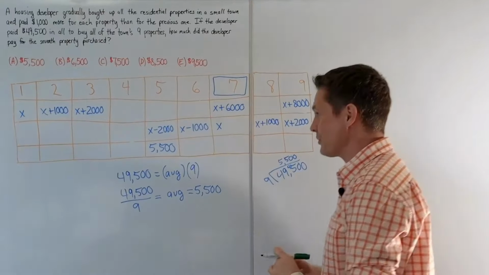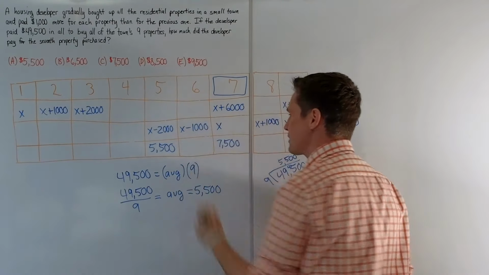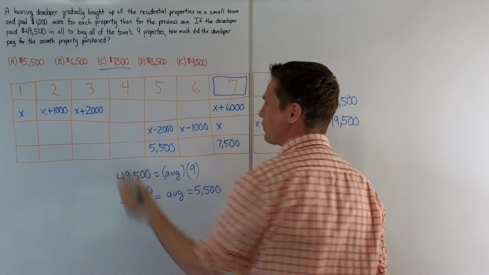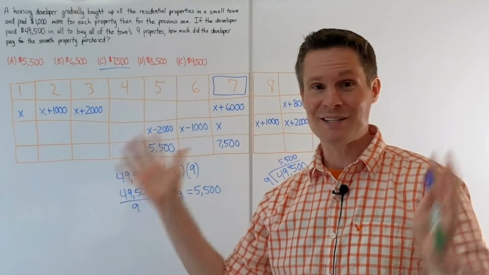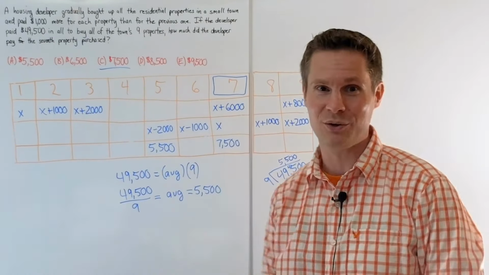We're looking again for the sales price of the seventh one. That's just going to be 2,000 more than the median of 5,500. 7,500, answer choice C is what we're looking for. So again, counting and sequences both, testing your ability to recognize those patterns and what we can do with them.